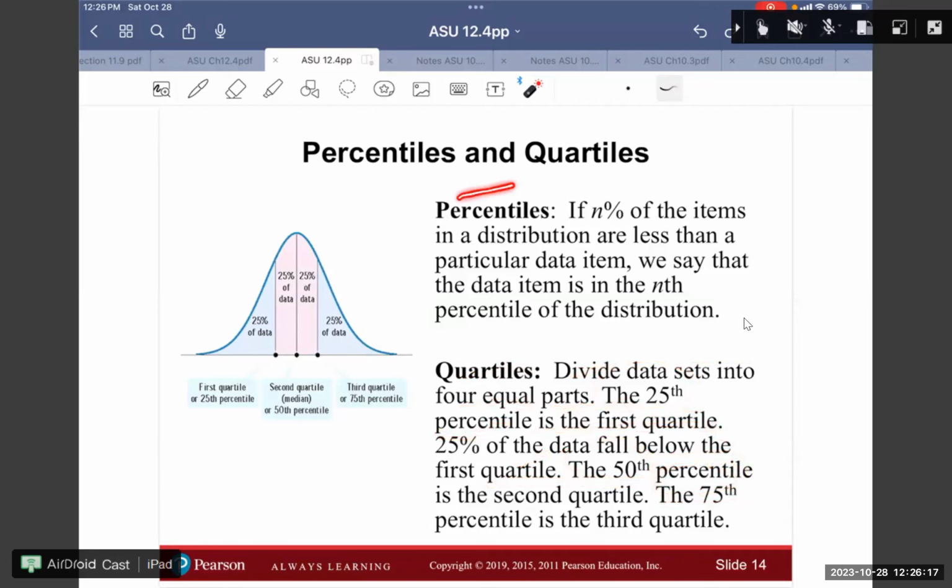So the percentiles divide the data into these percents. You see this one is the first quartile, or the 25th percentile. The second is the median. And the third one is the third quartile, or the 75th percentile, and all the rest is the 100%. So we can see all this.